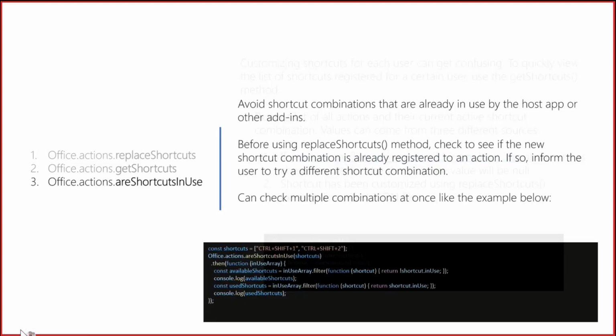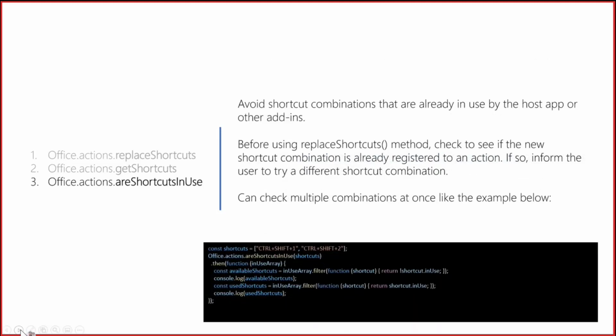And then the third new API that we're introducing is shortcuts in use. This is going to be very helpful for most of you that are trying to avoid any shortcuts that either Excel is already using in terms of native shortcuts, or that other add-ins your users have may be using, so you can avoid conflicts with them. Essentially, you can send in a whole list of shortcut combinations to first check, hey, is this shortcut already in use by this user? And if so, then you can avoid using that shortcut as part of your replace shortcuts method. And you can incorporate this into your UI as well.